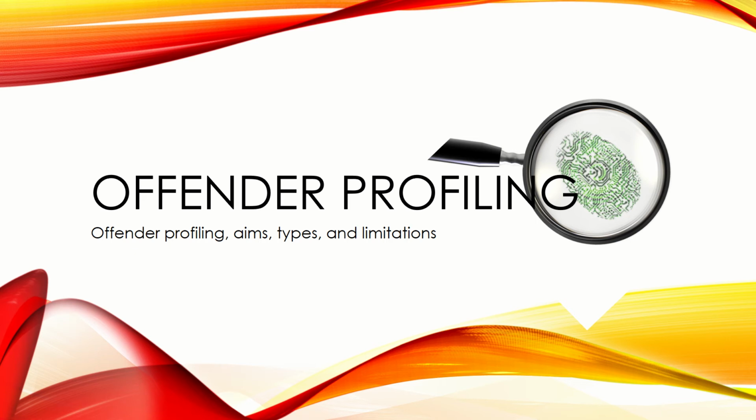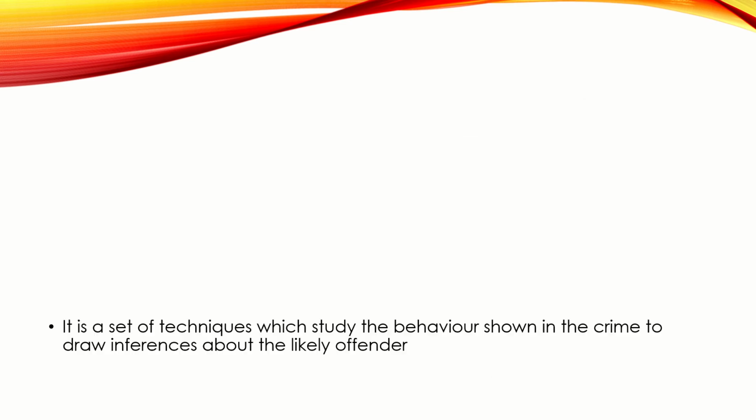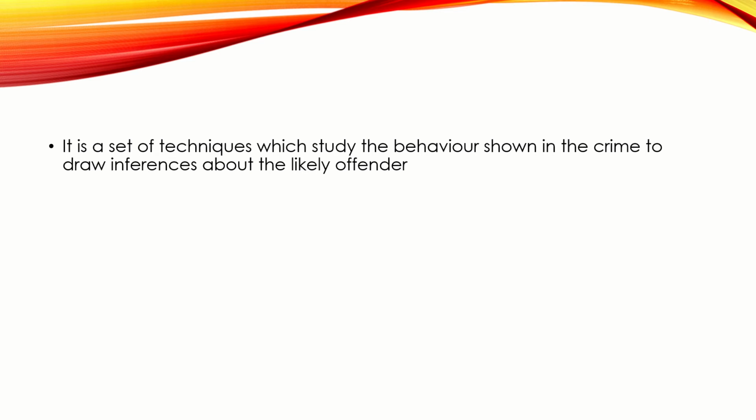lessons. So offender profiling is basically a set of techniques which study the behaviour shown in the crime to draw inferences about the likely offender. So what that basically means is that we're looking for all of the evidence at the crime scene and things that have been left behind to try and understand kind of what the criminal is about and who the criminal is.